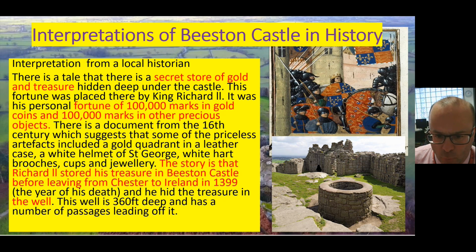King Richard once stored £100,000 worth of gold and other precious objects in Beeston Castle, hidden down one of the wells. The well is 360 foot deep, and he put it there for safekeeping when he visited, and we know he was in Chester around this time.